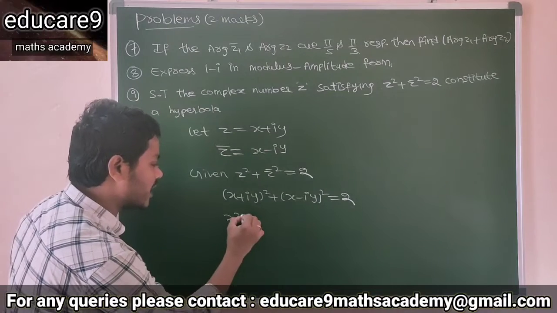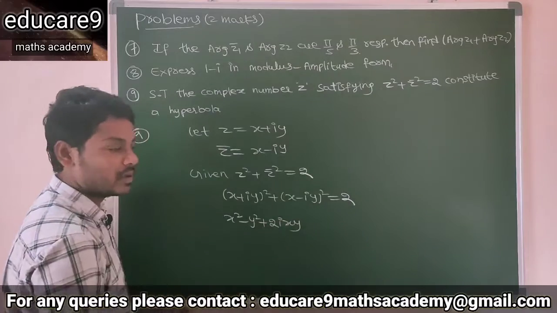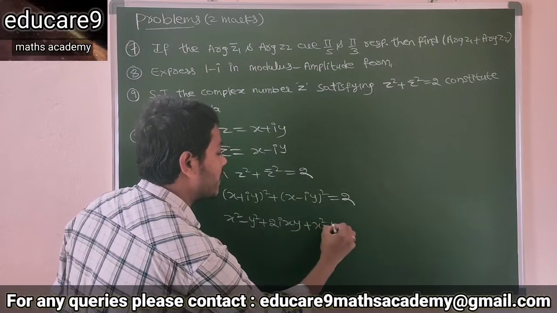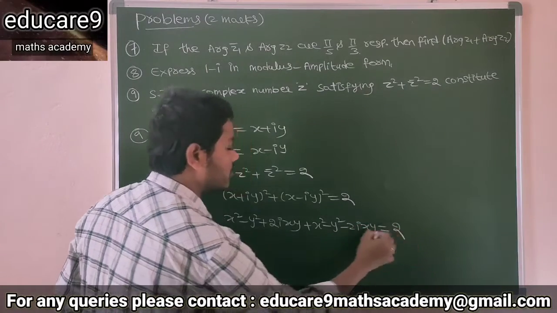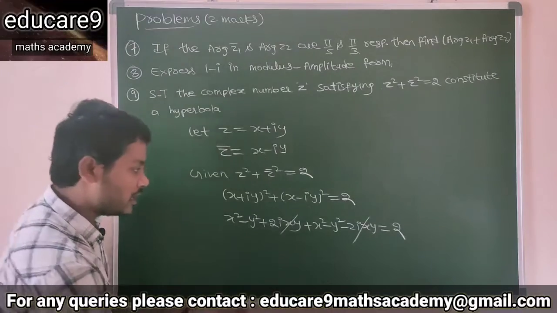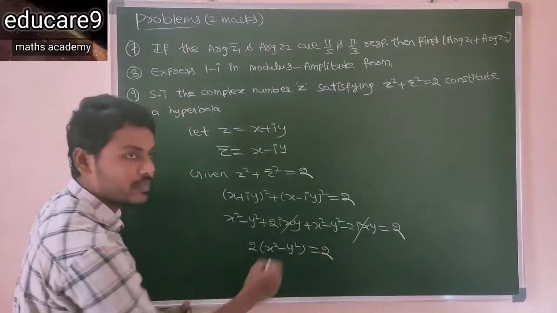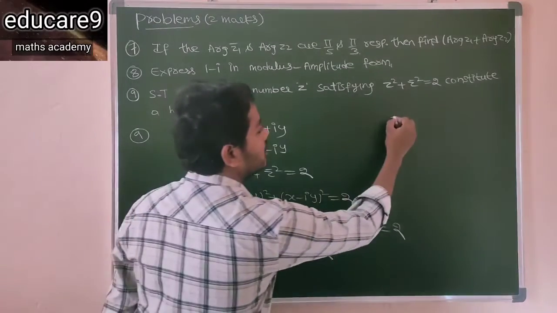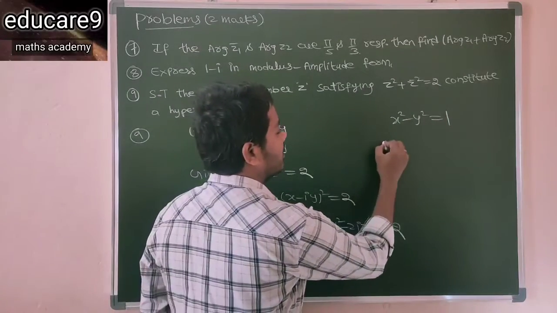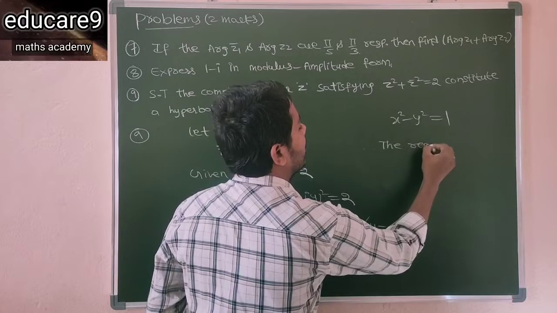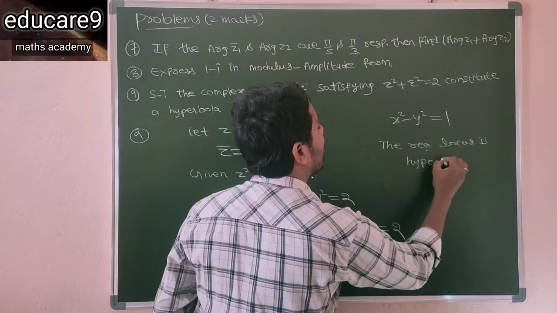So this is x square minus y square plus 2ixy, and here x square minus y square minus 2ixy is equal to 2. So here both terms get cancelled. Now we will get 2 times x square minus y square is equal to 2. So 2 gets cancelled. x square minus y square is equal to 1. So clearly the required locus is a hyperbola.